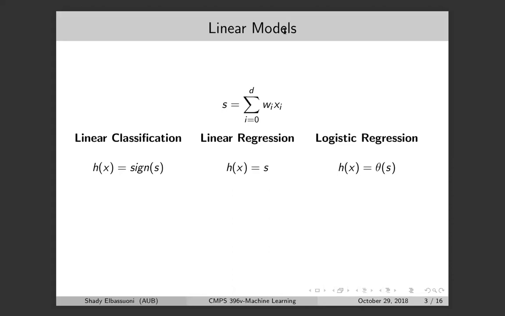In linear classification, you have the hypothesis of a given input data point. It's just sign of that signal. So we do summation from i equals 0 to d, w_i x_i. That gives you the signal. You take the sign of the signal. If it's positive, you say +1. If it's negative, you say -1. Again, we're talking about binary classification.